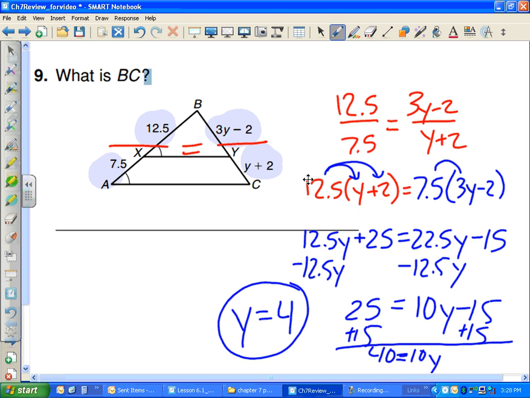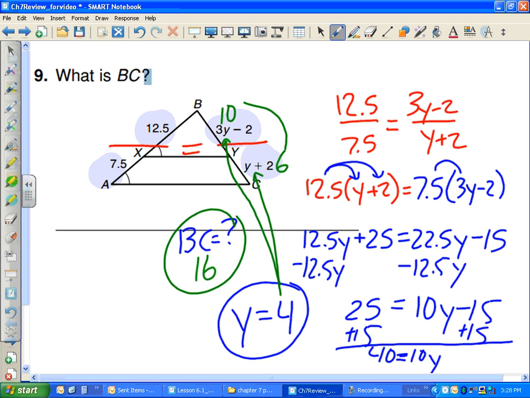Okay, but that's not an answer. What do they need to know? They want to know what BC is. What is BC? Well, guess what? Now you can figure out what that is by taking this 4 and plugging it in right there, and plugging it in right there, and see how long this whole piece is. So 3 times y, 3 times 4 is 12, minus 2 is 10, and let's do this y right here. 4 plus 2 is 6, so this is 6. Altogether, BC is equal to 16. Okay, and that's your final answer.